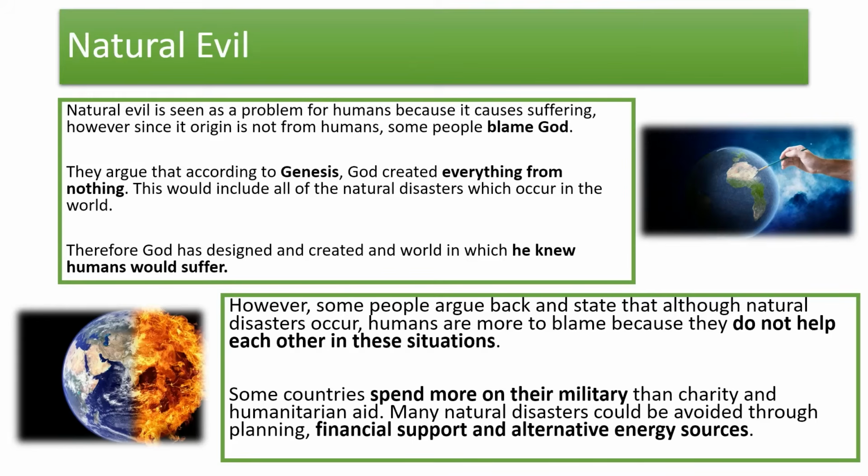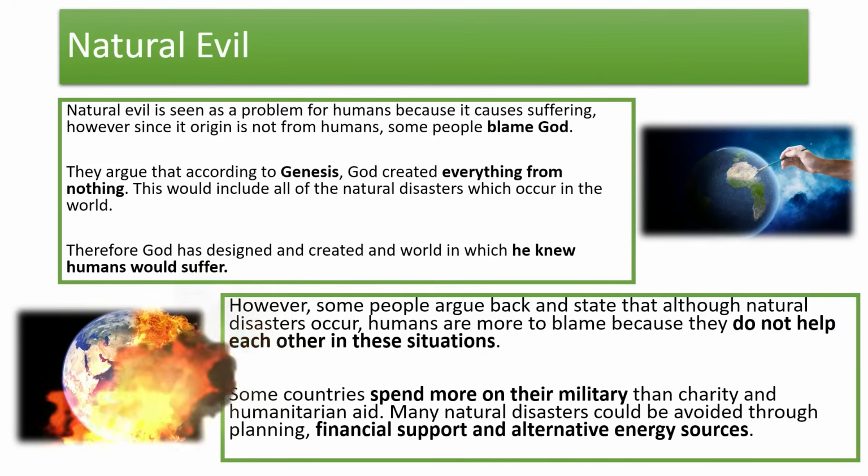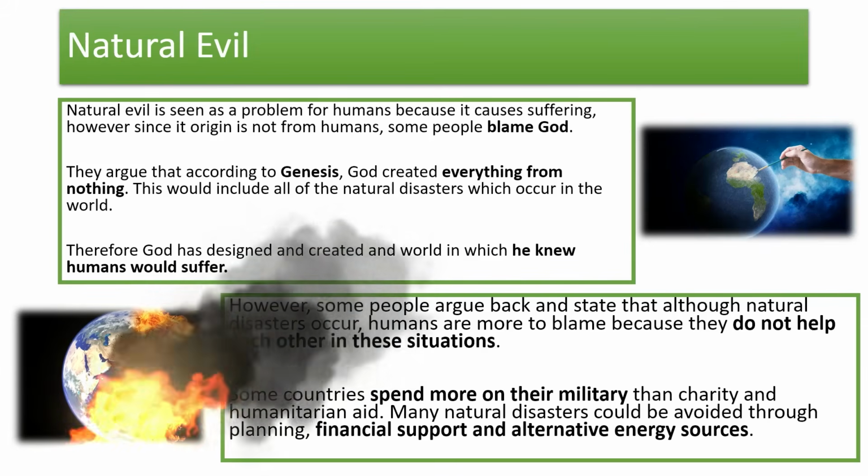However, some people will argue back and state that although natural disasters do occur, humans are more to blame because they don't help each other in these situations. You know, some countries, they'll spend more on their military than charity and humanitarian aid. And many natural disasters, they could be avoided through planning, financial support, and even alternative energy sources.